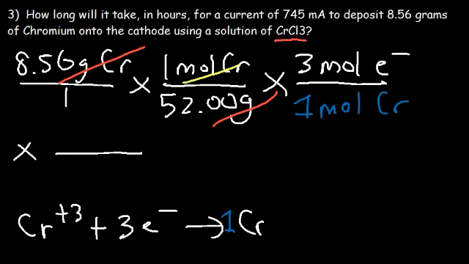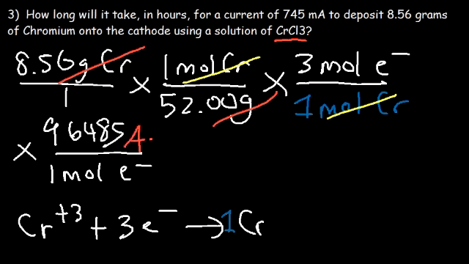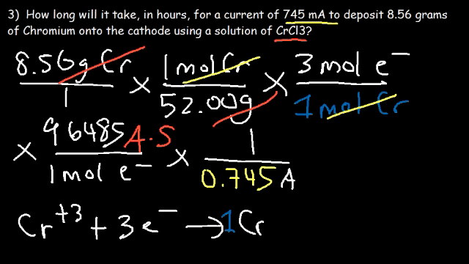So now the units moles of chromium cancel. So now we can convert moles of electrons into amps times seconds. So 1 mole of electrons is equal to 96,485 amps times seconds. Now because we're looking for time, we want to cancel not the seconds but the amps. So what we have is a current in milliamps. 745 milliamps is the same as 0.745 amps. To convert from milliamps to amps, you need to divide by 1,000. 1 amp is equal to 1,000 milliamps. So we're going to divide by 0.745 amps. And so at this point, we have the unit in seconds. Moles of electrons cancel as well.